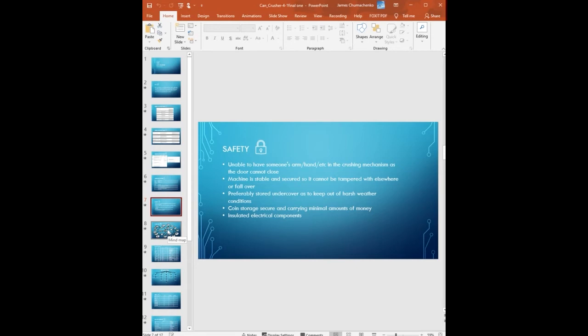We even tried to make it so you couldn't intentionally or reasonably intentionally injure yourself. The door had to be closed before a can could be crushed. And the crusher had to be stable, so when it was in use, it wouldn't fall over in the wind or something. Next was the mind map.